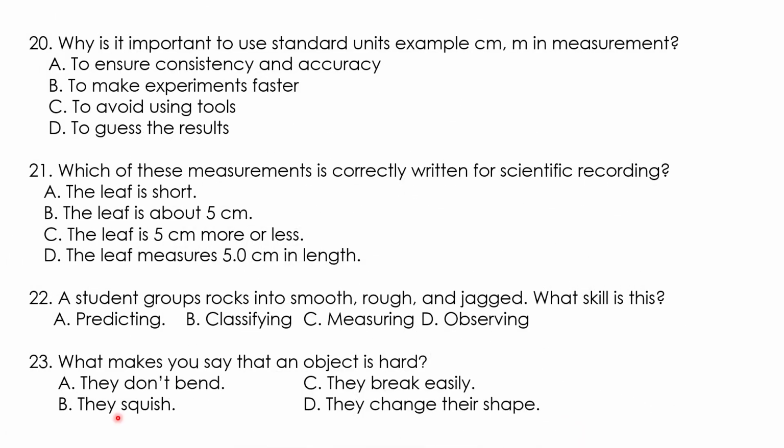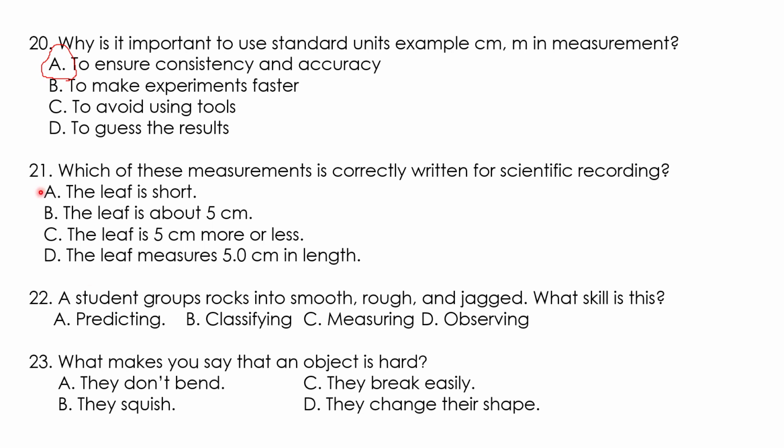Next, for number 20. Why is it important to use standard units, for example centimeter, meter, and inches, in measurement? A. To ensure consistency and accuracy, B. To make experiments faster, C. To avoid using tools, D. To guess the result. It's letter A. To ensure consistency and accuracy.